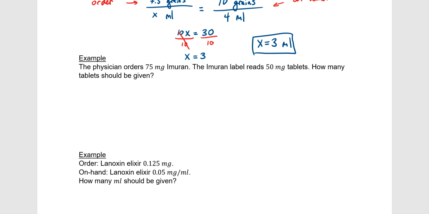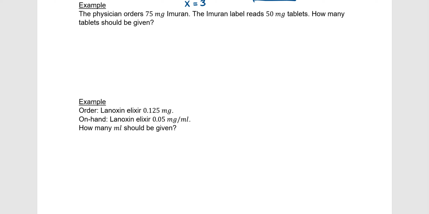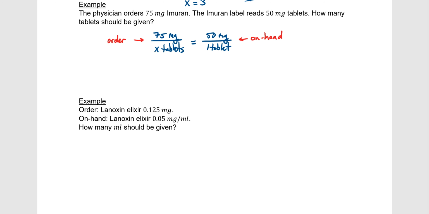Okay, so let's do a couple more examples here. The physician orders 75 milligrams Imuran. The Imuran label reads 50 milligram tablets. We want to know how many tablets should be given. Okay, so once again, let's set up a proportion. So we have the order ratio on the left, 75 milligrams for how many tablets, so 75 over X, and that's going to equal the on hand, which is 50 milligrams for every 1 tablet.